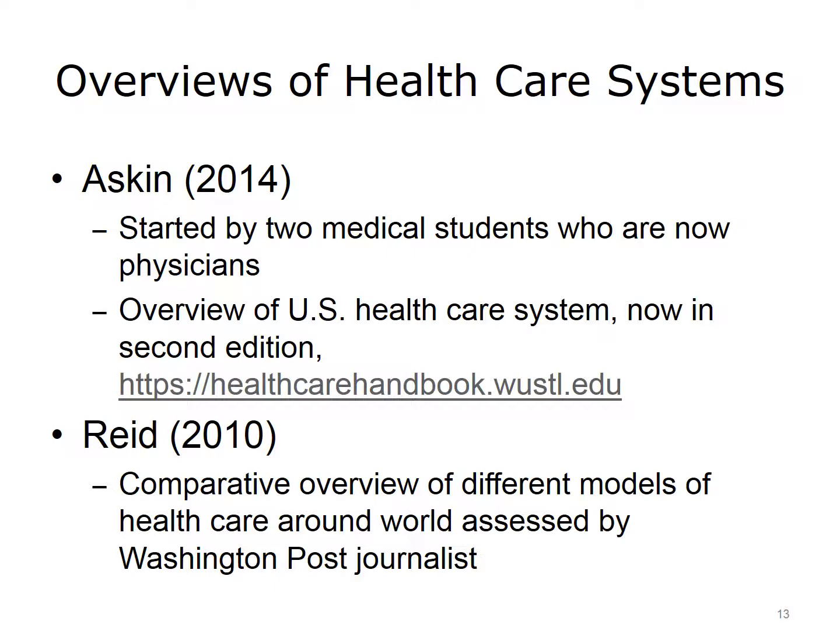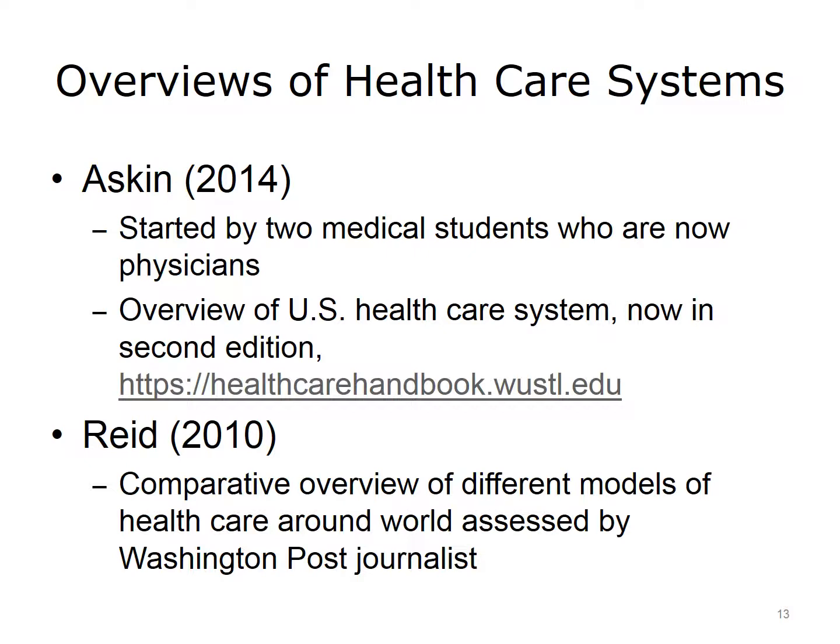A book by Askin and Moore, The Healthcare Handbook, started as an e-book by 2 medical students who wanted to better understand the U.S. healthcare system. Both are now physicians, and they have continued to update the book. It gives an overview of the U.S. healthcare system. They describe all the different types of practitioners and organizations that are part of the U.S. healthcare system.